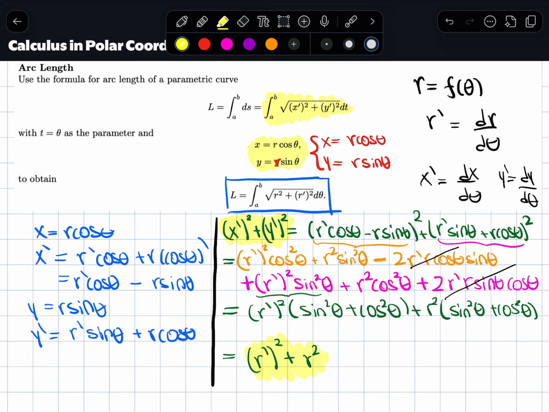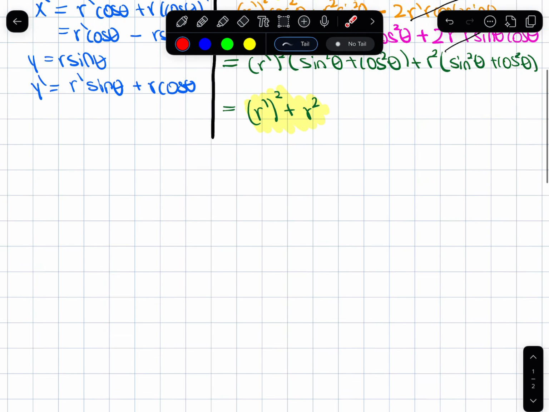If you're in a pickle, if you don't know what to do, but you do remember these two things, even though you've forgotten this one, you can always just do this. It does not take very, very long, but it is better that you just remember this formula. It saves you a lot of time. Okay, so let's go ahead and solve an example.